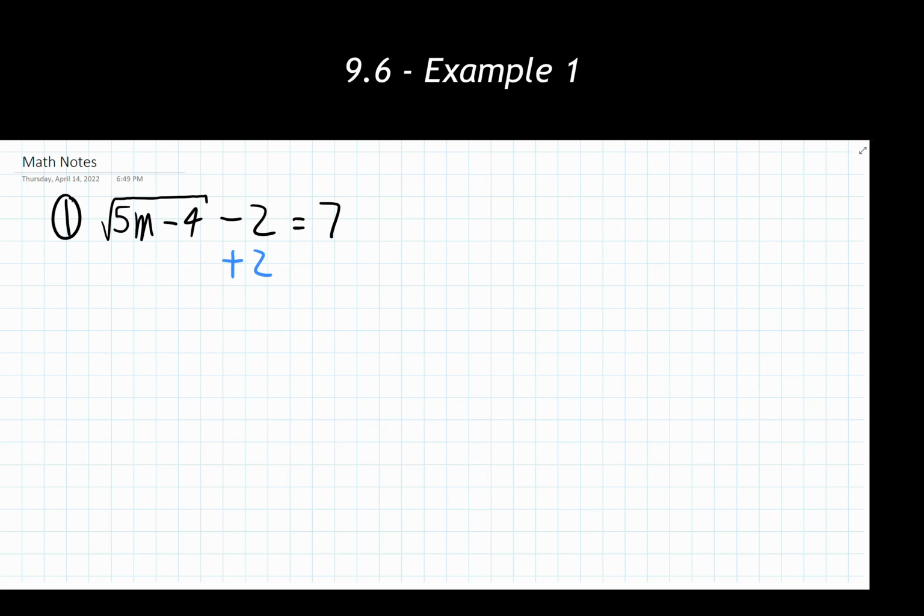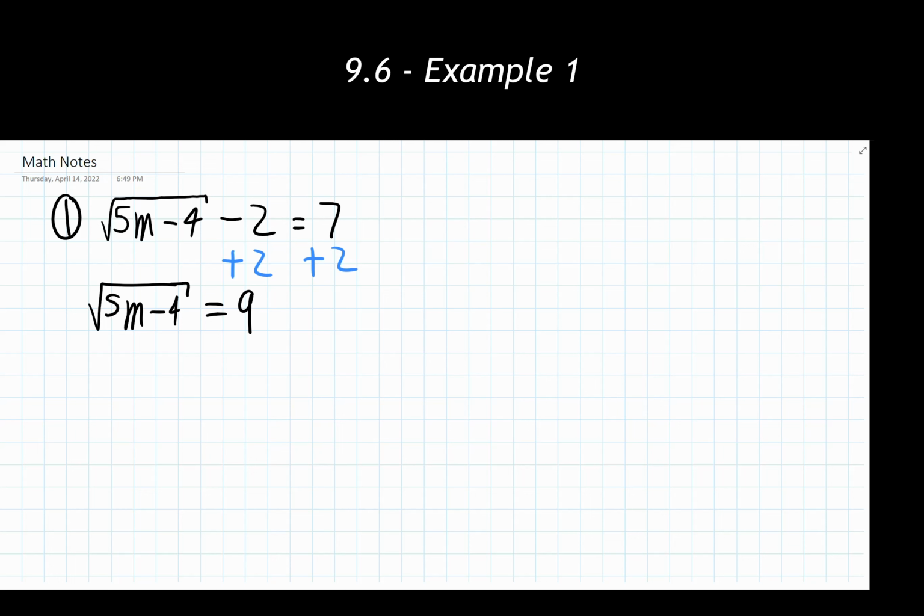I'm going to do that by adding 2 to the left side, and that means I have to also add 2 to the right side. Once I do that, my new equation looks like this. I now have the square root of 5m minus 4 equals 9.